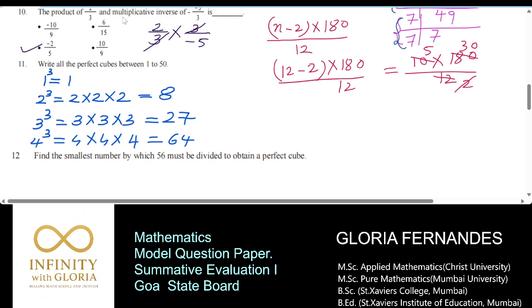Now see, the question is over here, you want between 1 to 50. So the only answer will be 8 and 27. So your answer is 8, 27. Because they want between 1 to 50. 1 and 64 are not sitting in that range.